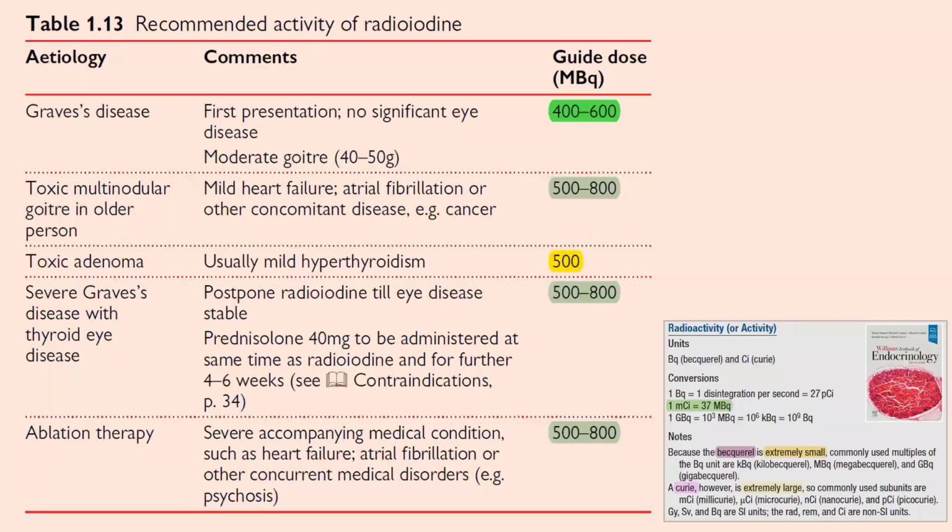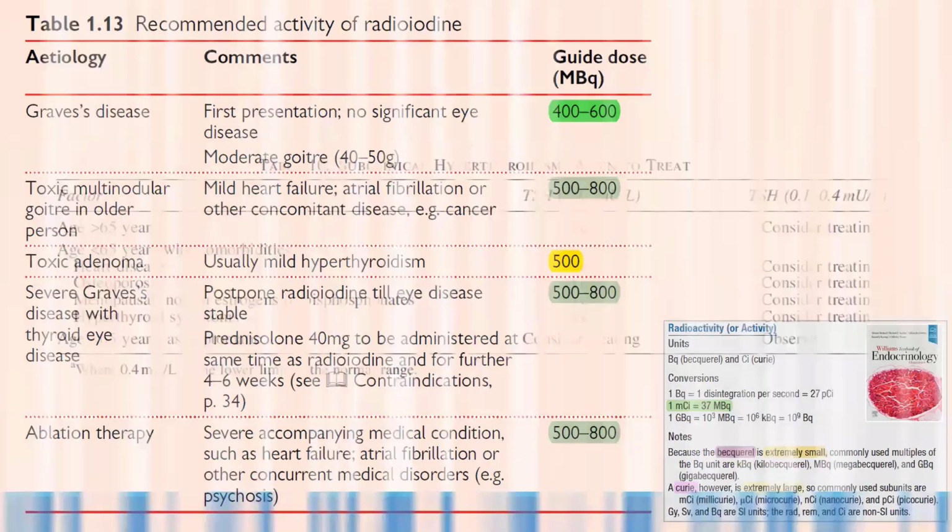And another very important slide, the recommended dosage of radioactive iodine for different disorders. For Graves' disease, it is 400 to 600 megabecquerel, for toxic multinodular goiter it is 500 to 800, and for toxic adenoma it is 500, and so on. This is a very important slide, and in each exam, they ask a question about these numbers.